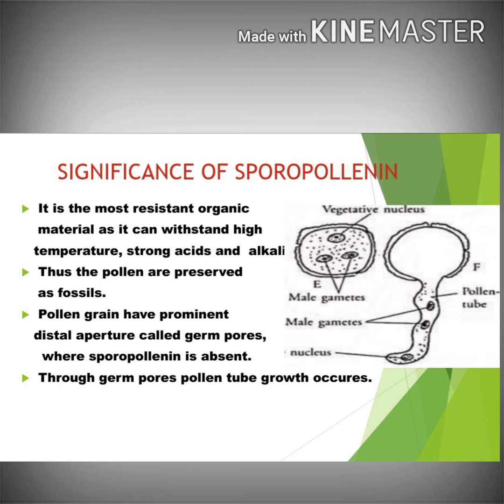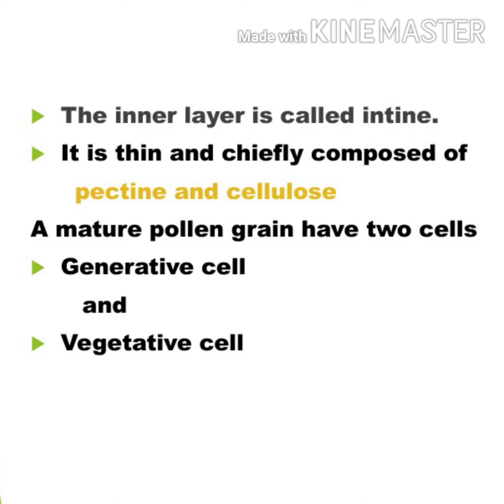Pollen grains have a prominent distal aperture called germ pores, where sporopollenin is absent. Through germ pores, pollen tube growth occurs. The inner layer is called intine. It is a thin layer and chiefly composed of cellulose and pectin.